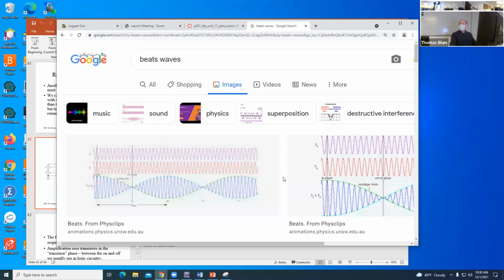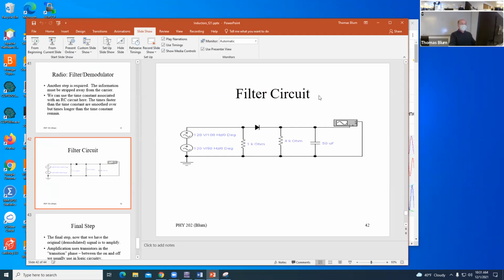Here's a beat phenomenon: here's this very fast part and then a very slow part. So if I send that signal, so this is a beat signal, there's a fast part and a slow part. And then what I can do, if I play with the right resistor and capacitor and diode, is I can get the slow part to just come out of this circuit.